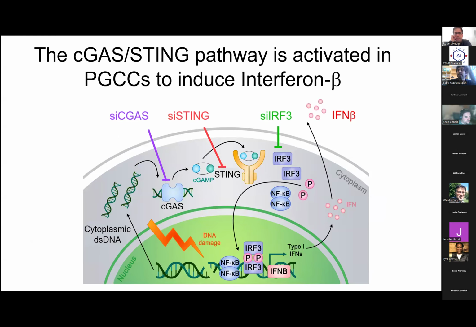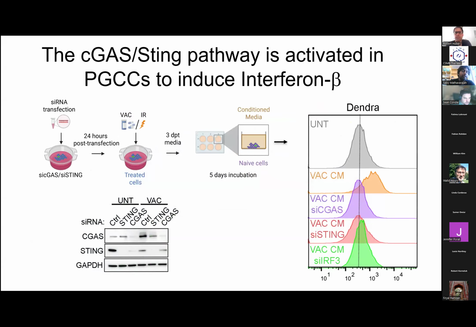And so the last experiment I'll talk about is a very simple experiment. We wanted to see if you knock down the different components of the pathway, so if you knock down cGAS or STING or IRF3 using siRNA, and then you collect the conditioned media, do we still get an effect? So we did siRNA transfections where we transfected in siRNA for cGAS or STING, and then we treated with therapy 24 hours later. And we did that same conditioned media experiment. We collected the conditioned media afterwards. And what we were hoping to see is, do you still see an increase in Dendra? Is it independent, or is it dependent on this pathway?